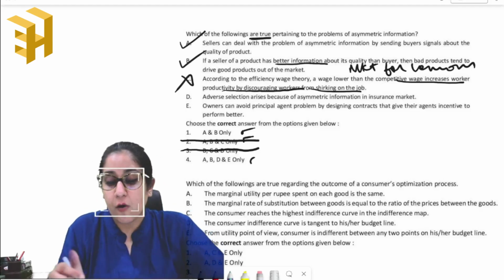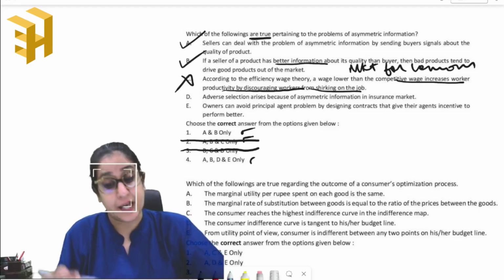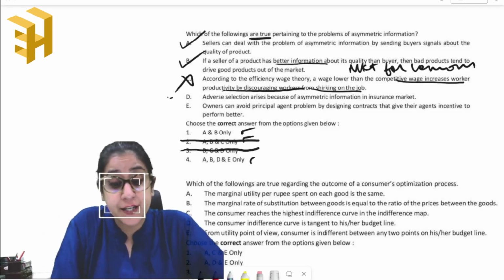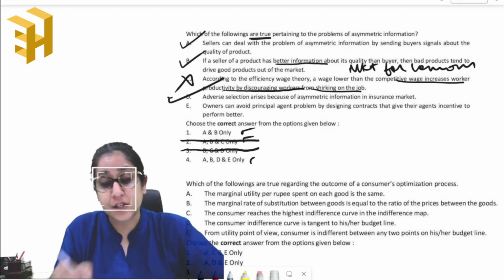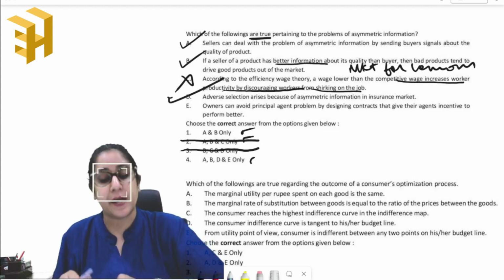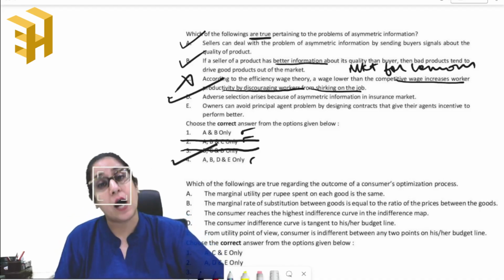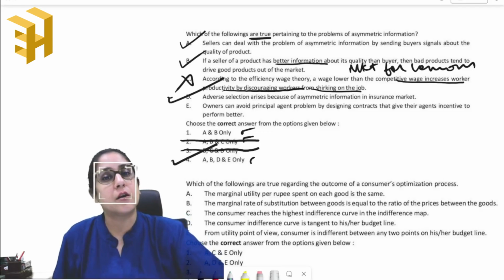Okay, now adverse selection arises because of asymmetric information in the insurance market. That is definitely true, right? So D is correct, the principal-agent problem. Okay, so this is true. D should also be there. Now A, B, D should be there. That is the case only in option 4, which is the answer. So I can stop here without even reading the 5th statement.